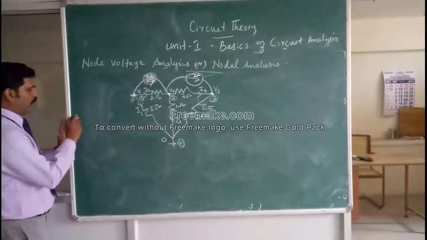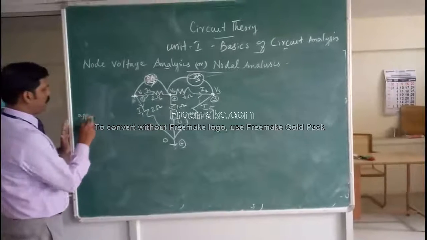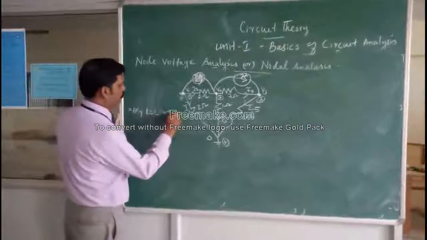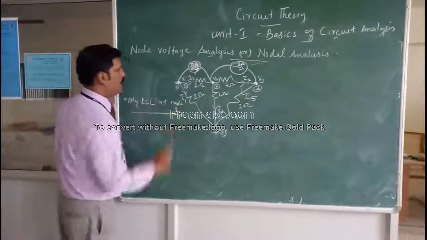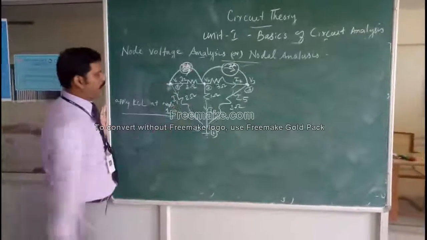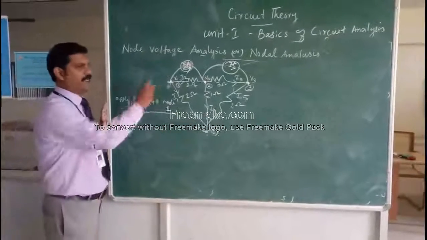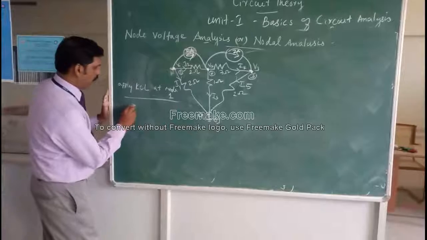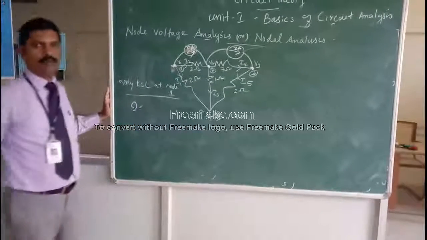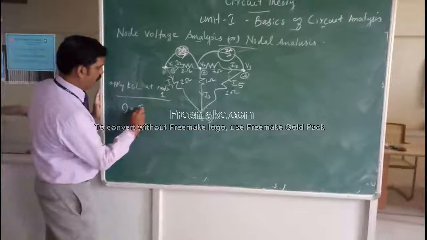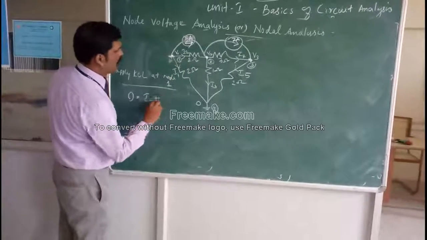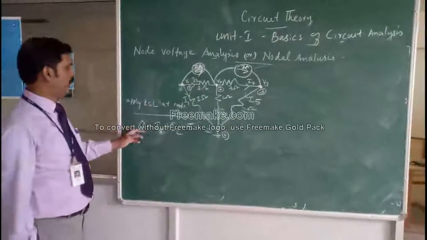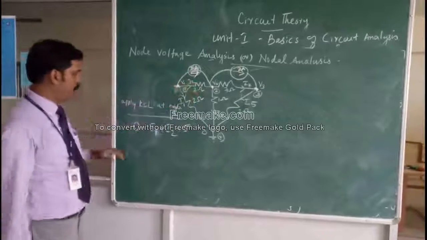So now let us apply Kirchhoff's current law at node 1. If I apply, you can see the sum of the incoming current in this case is 0. You can see this is outgoing, this is outgoing, this is outgoing. Correct? So the sum of incoming current is equal to 0, and the sum of outgoing currents can be marked as I1 plus I2 plus 5. So 0 is equal to I1 plus I2 plus 5.